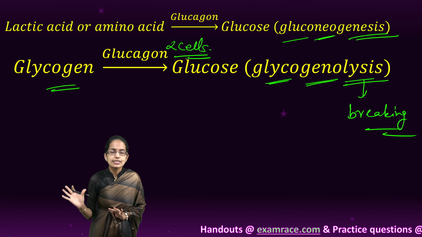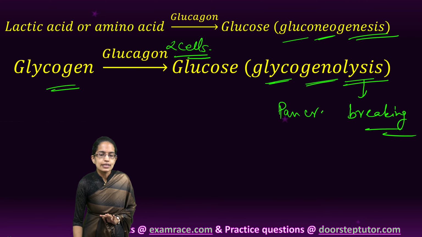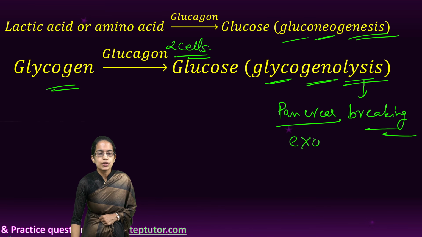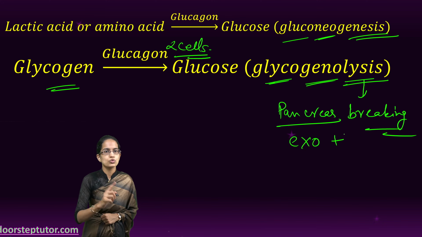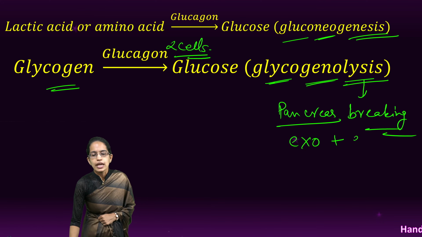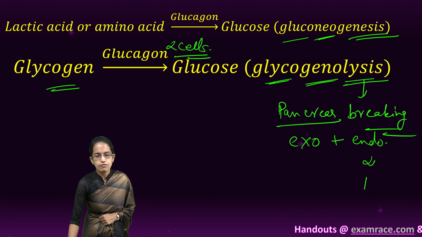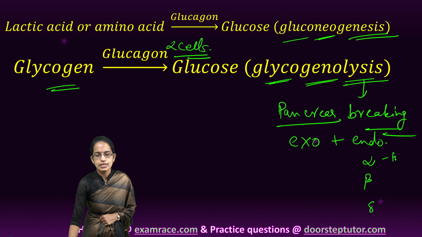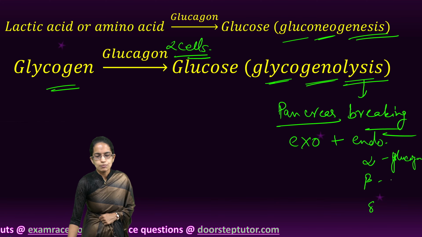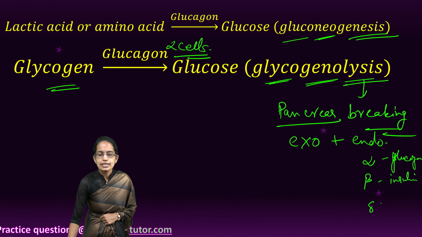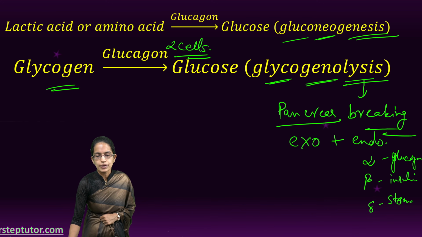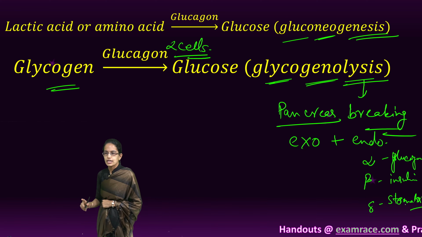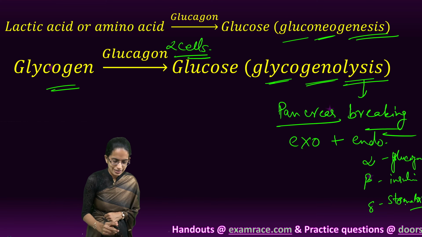Now, a quick summary about the pancreas. The pancreas, as we mentioned, is a heterocrine gland, exocrine as well as endocrine. The exocrine part releases the pancreatic juice through the pancreatic duct into the duodenum. The endocrine part has alpha cells, beta cells and delta cells. Alpha cells are responsible for release of glucagon. Beta cells are responsible for release of insulin, and delta cells are responsible for release of somatostatin. Somatostatin controls or inhibits both insulin and glucagon. So that's a quick summary about the pancreas.